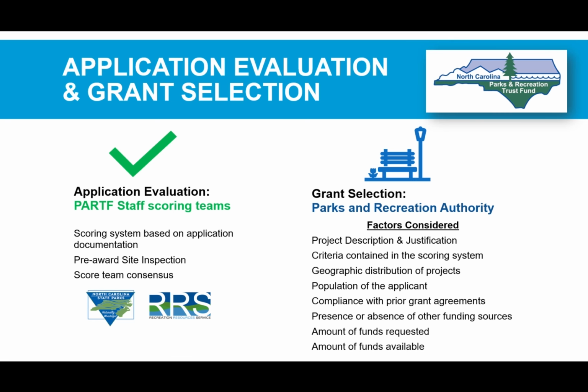And probably most importantly, the amount of funds requested, but also the amount of funds that are available to distribute during the application cycle. So they consider all of these factors, not just the scoring system, but they can take into account these other features as well. And when I mentioned geographic distribution, the Parks and Recreation Authority uses the North Carolina Prosperity Zones to evaluate geographic distribution.